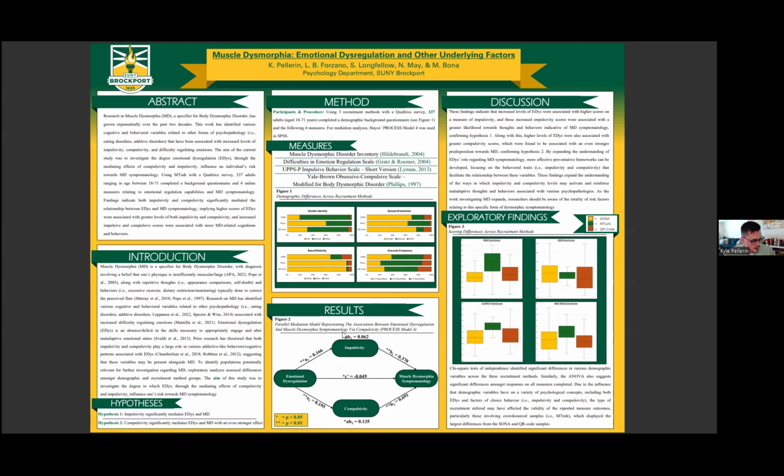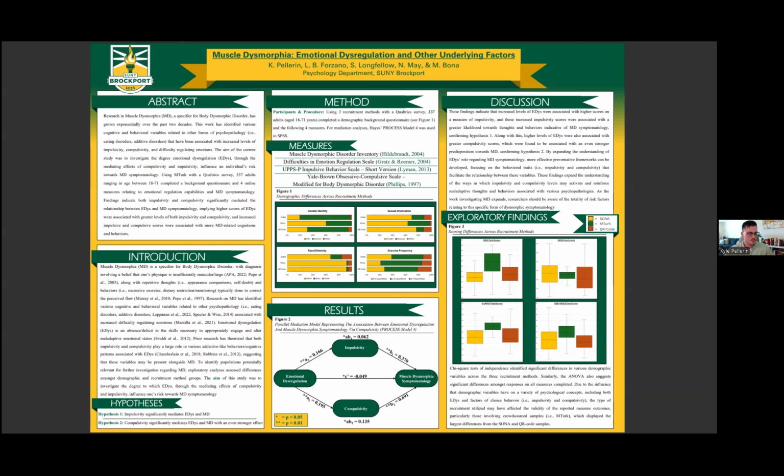Down on the bottom portion, we have the results of our mediation analysis. So you can see from the pathway leading from emotional dysregulation to impulsivity, there is a significant and positive relationship. And the same goes for the pathway that leads from impulsivity to muscle dysmorphia symptoms. This effect in the middle, right above impulsivity, indicates that there was a significant mediation effect through impulsivity with a beta of 0.065. Similar effects can be seen down on the bottom, which I hope you guys can see. And that had an effect of 0.135, which is even stronger than the one that is present through impulsivity.